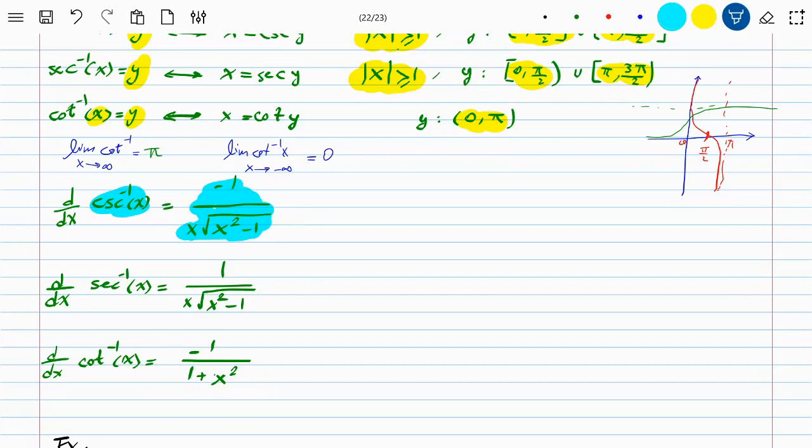Secant inverse, the derivative is very similar to cosecant inverse. These two are very similar. The only difference is again that negative sign. And cotangent inverse, it is negative 1 divided by 1 plus x squared, similar to the relation between sine inverse and cosine inverse. This is very similar to tangent inverse. It's just a negative.